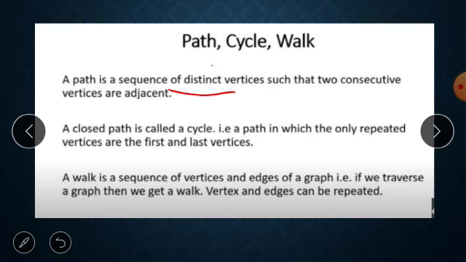And then a closed path is called a cycle. A cycle in a graph is represented as a closed path, that is, a path in which the only repeated vertices are the first and the last vertices. So the vertices are visited again and again in a cyclic graph. That is called the closed path of a graph. A walk. A walk is a sequence of vertices and edges of a graph. That is, if we traverse a graph, then we get a walk. Vertices and edges can be repeated. That is called a walk.